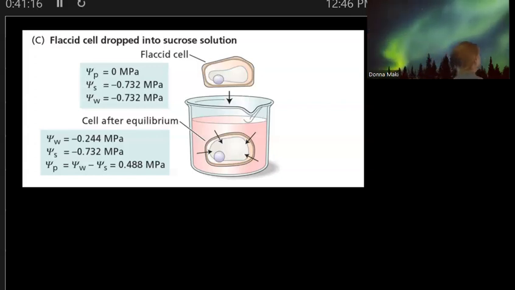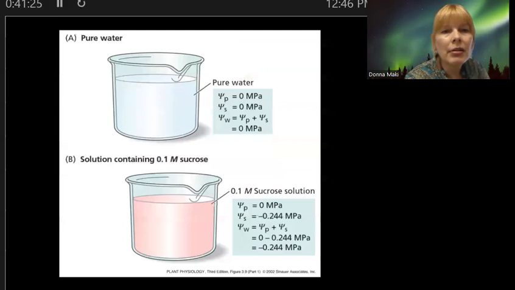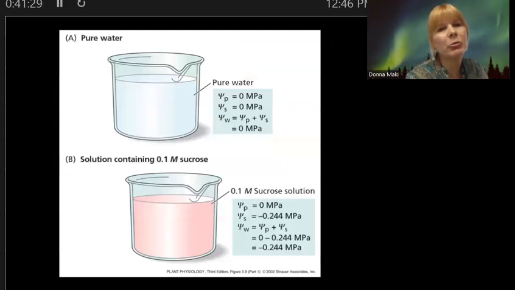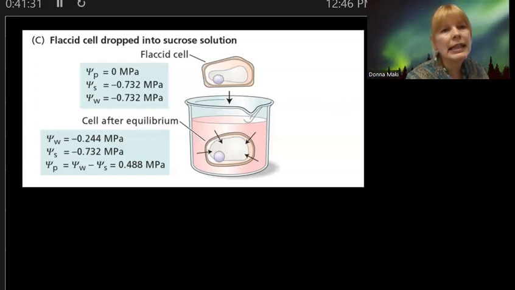And then they said, okay, let's look at the beaker. And they did the calculations. And is that from the previous one? So the 0.1 sucrose solution was negative 0.244.